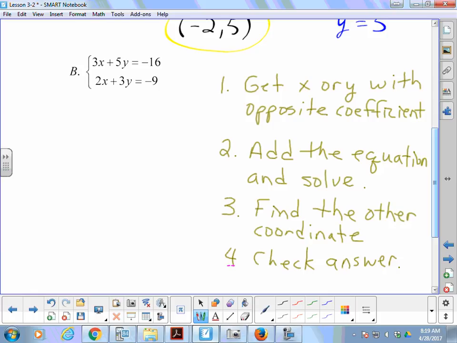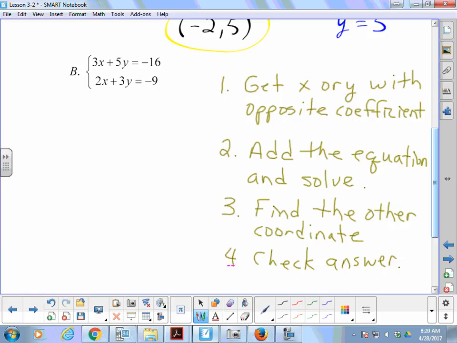So 3 is my coefficient for x in the first one. 2 is the coefficient for x in the second one. What is the least common multiple for 3 and 2? The smallest number they both go into. What is it? 6. Now, you can look at it that way, or you can actually just think about multiplying them together.